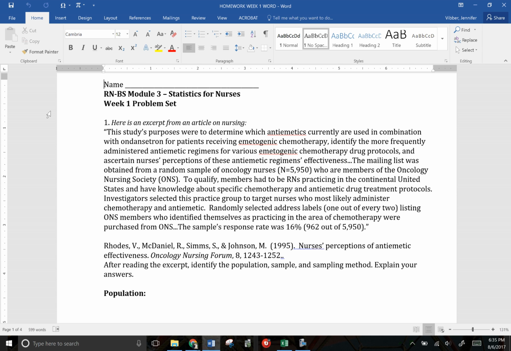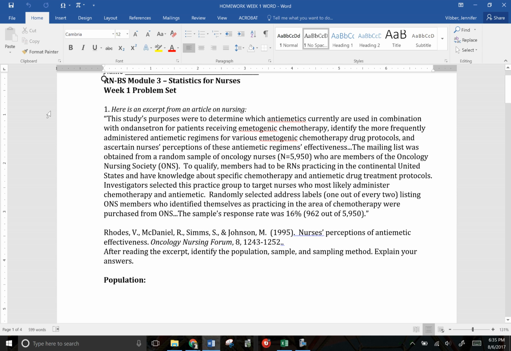So without much further ado, in this first problem, it says here's an excerpt from an article on nursing. If you read this paragraph, I'm not going to read it to you, it tells you, okay, we want to sample some nurses about some specific things. Here's how we're going to collect the sample. Basically, what this paragraph is doing is telling you what the population is. And a population is really the large group of people that you're taking the sample from.